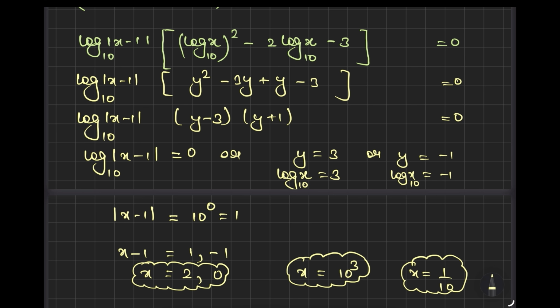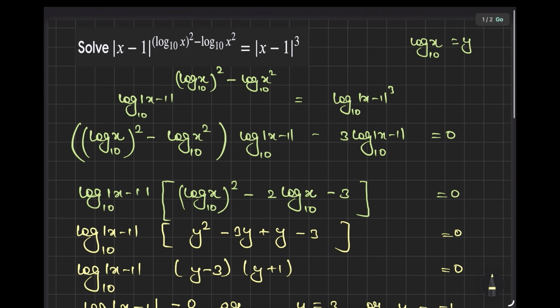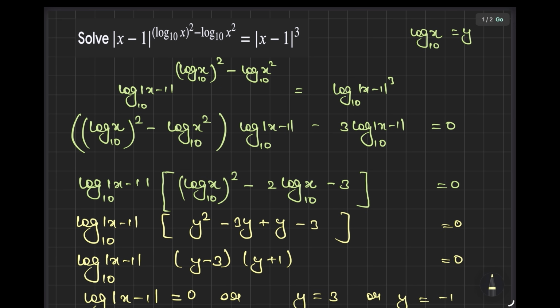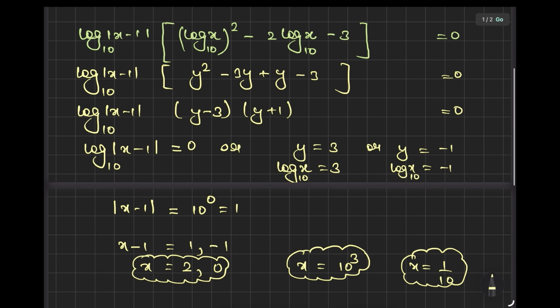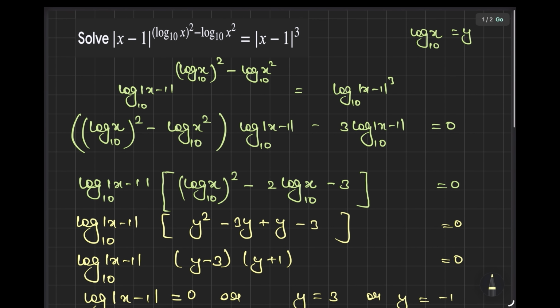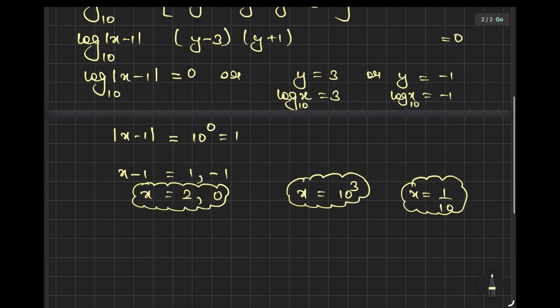Now we have to check: can I take x to be 2? Yes, we can take. X to be 0? No. If you take x to be 0, log will become undefined. So the required solutions will be x equals 2, 10 power 3, and 1 by 10.